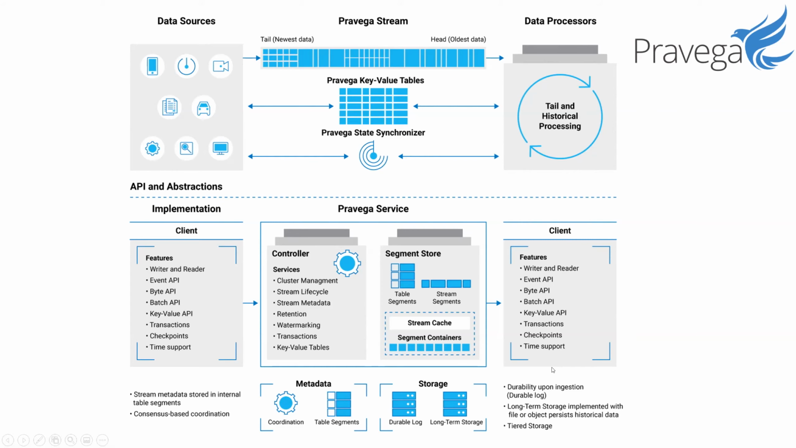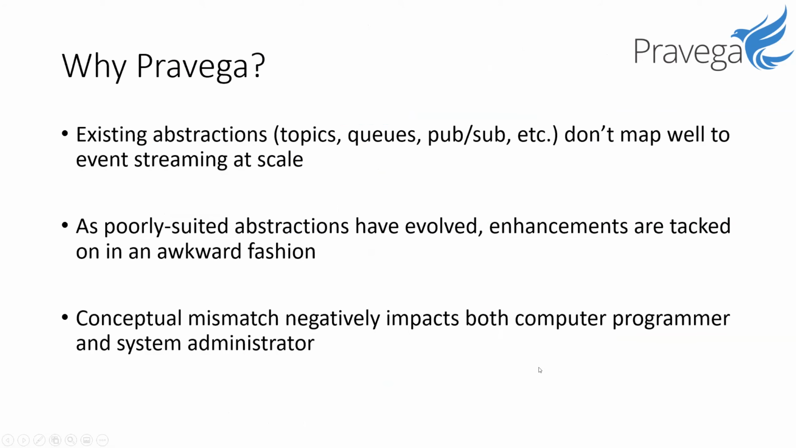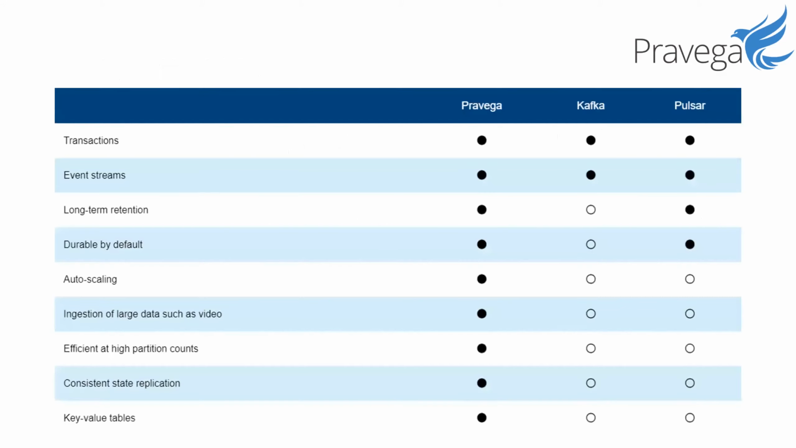And so why did we build Pravega? Well, existing abstractions, whether topics, queues, pub sub, they don't map really well to event streaming at scale. And some of these poorly suited abstractions, as they've evolved, enhancements have been tacked on in an awkward fashion. And this conceptual mismatch negatively impacts both the computer programmer and the system administrator. If you've maybe ever tried to scale a Kafka cluster, you'll see that.